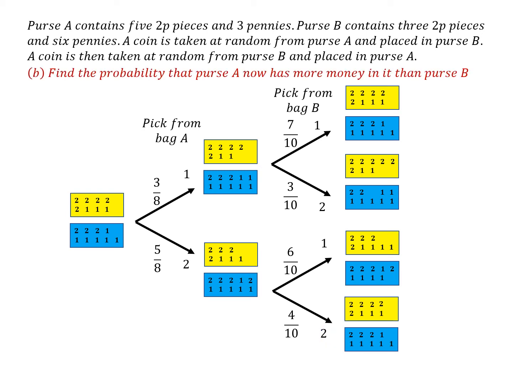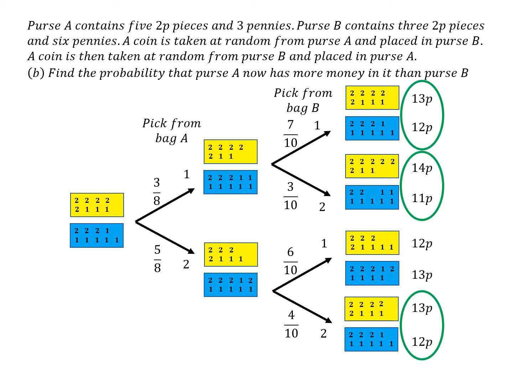Okay, the second part of the question is asking what the probability is that purse A now has more money in it than purse B. Well, let's calculate quickly how much money each of the purses have under these different scenarios. So a quick count up tells us that those are the amounts, and these are the 3 scenarios where A has more in it than B.